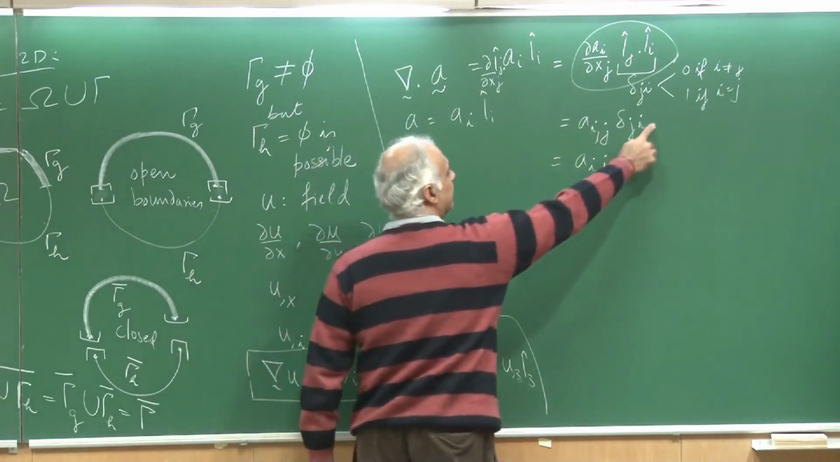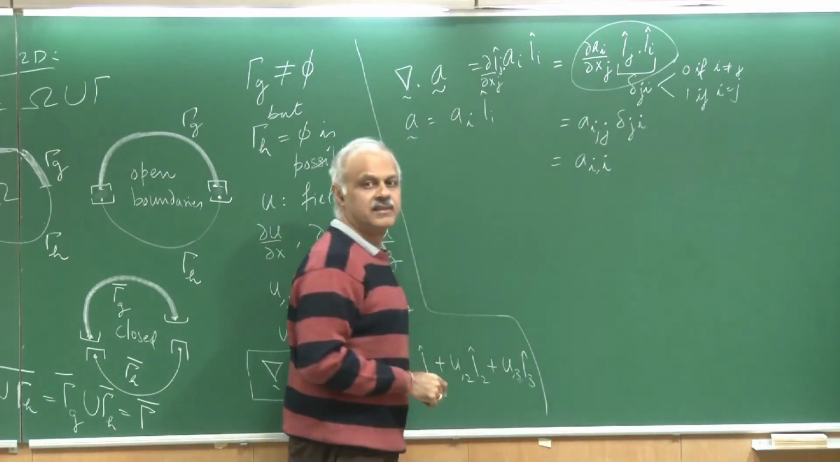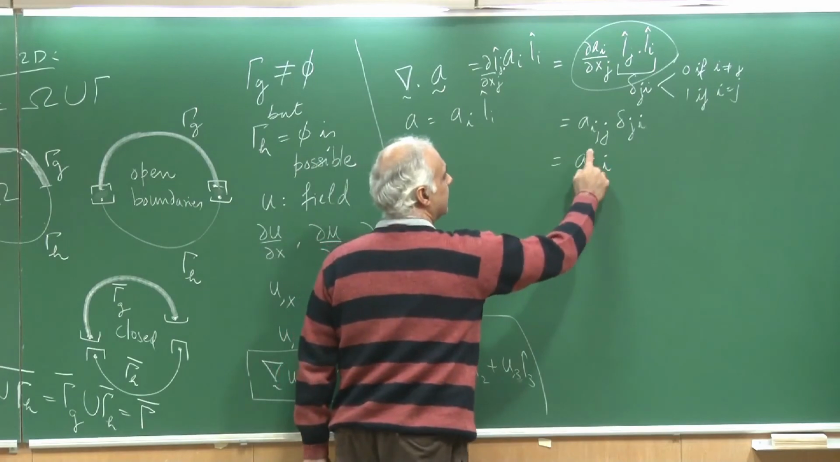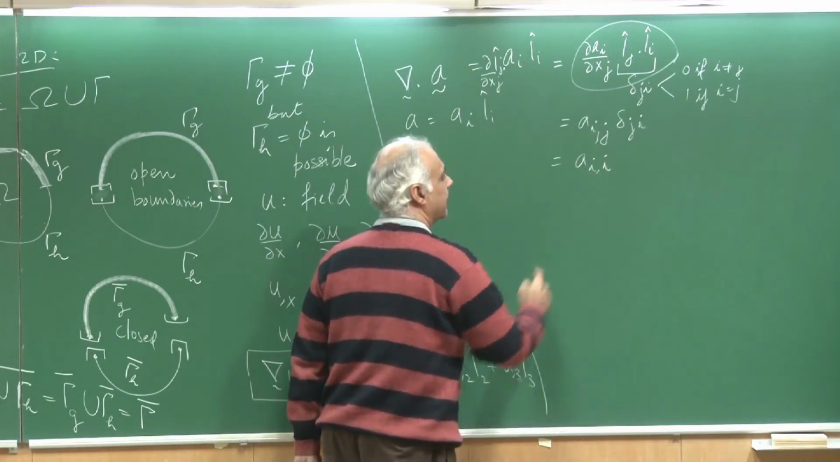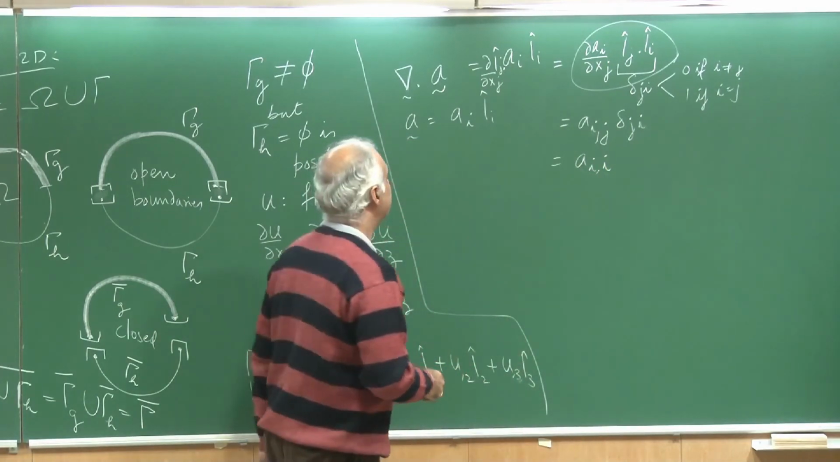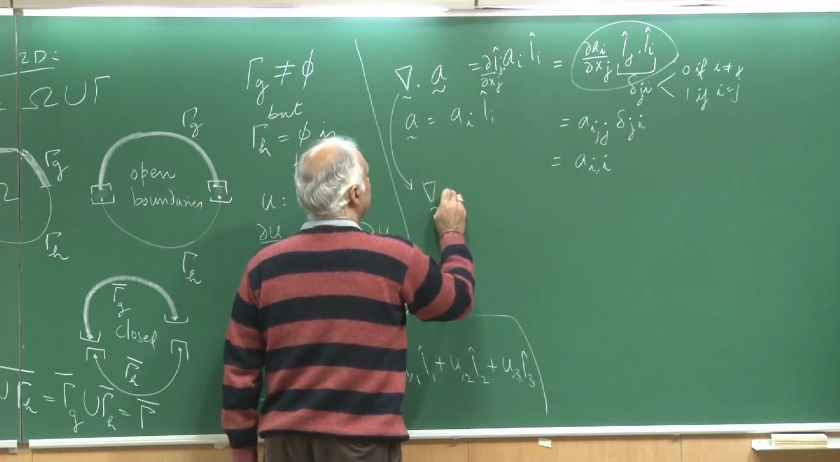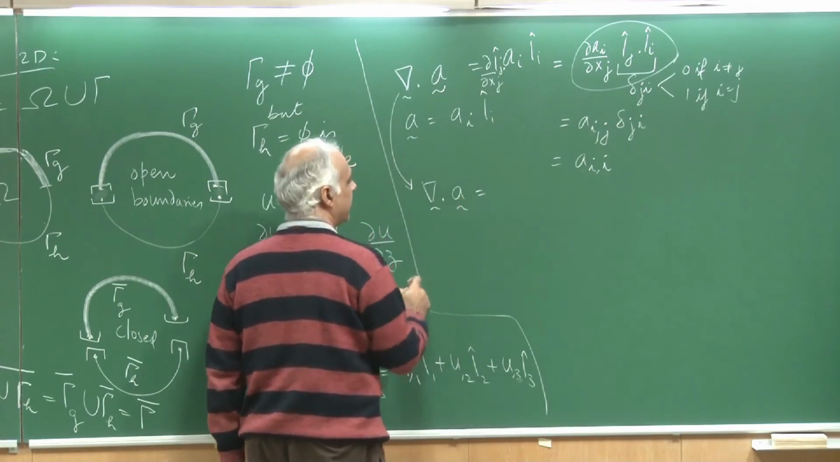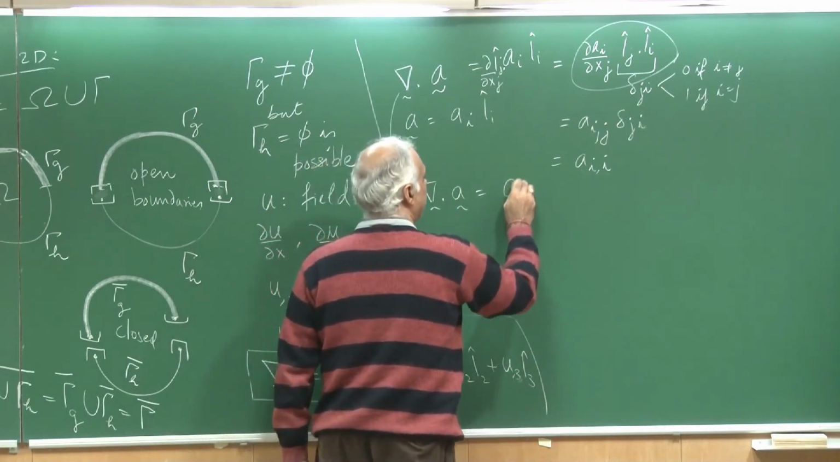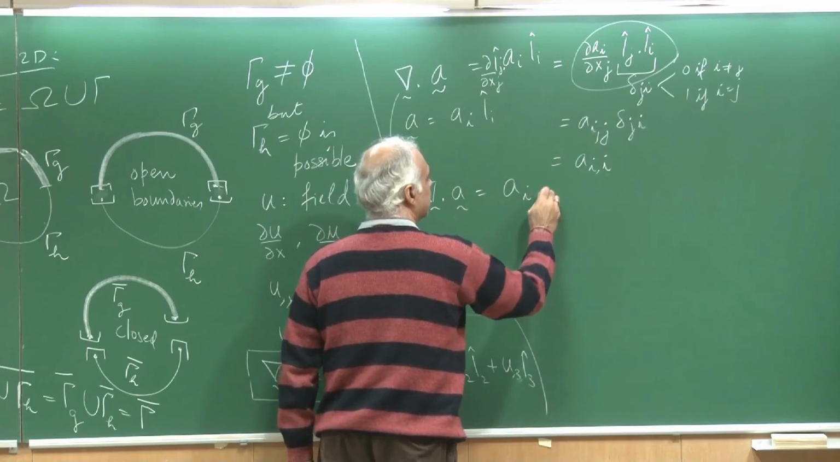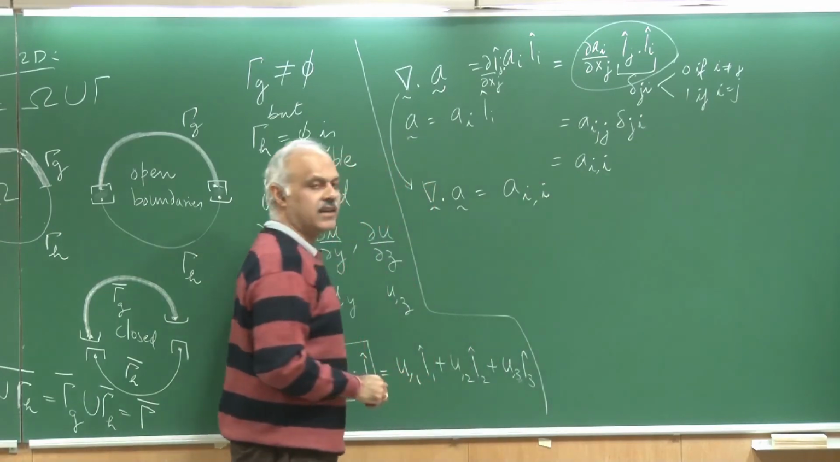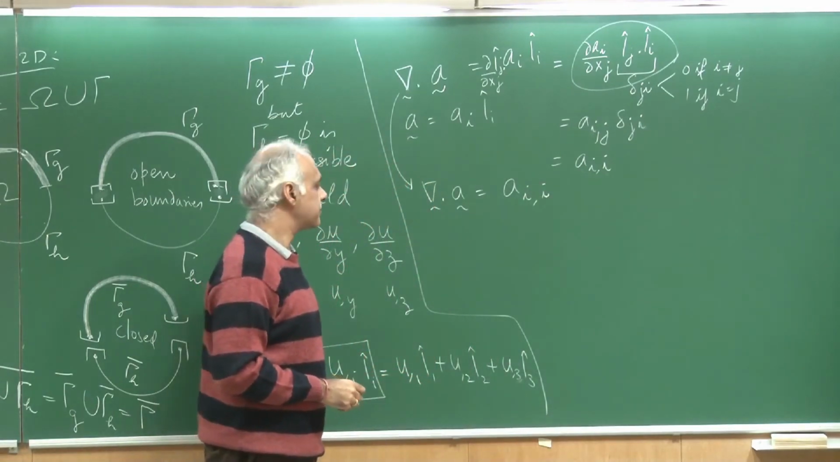So this quantity in fact has 9 terms, okay, but this one has 3 terms, as you know, a11 plus a22 plus a33. So in a nutshell, what we are saying is that the divergence of a vector A can be expressed in the index notation simply as Ai comma i in a very compact manner.